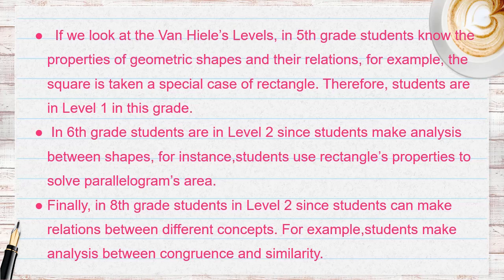If we look at Van Hiele levels, in 5th grade, students know the properties of geometric shapes and their relations. For example, the square is taken as a special case of rectangle. Therefore, students are in level 1 in this grade. In 6th grade, students are in level 2, since students make analysis between shapes. For instance, students use rectangle's properties to solve parallelogram's area. Finally, in 8th grade, students are in level 2, since students can make relations between different concepts. For example, students make analysis between congruence and similarity.